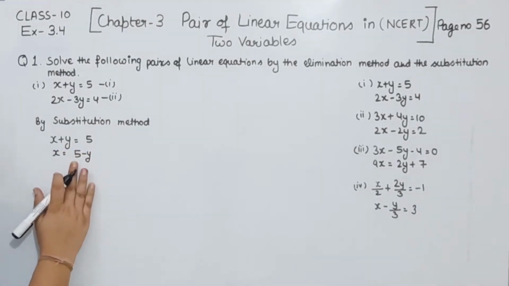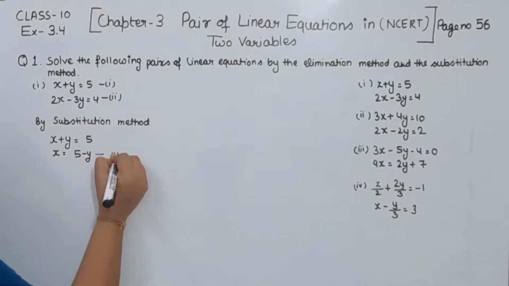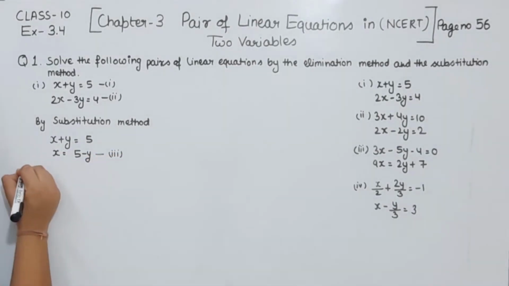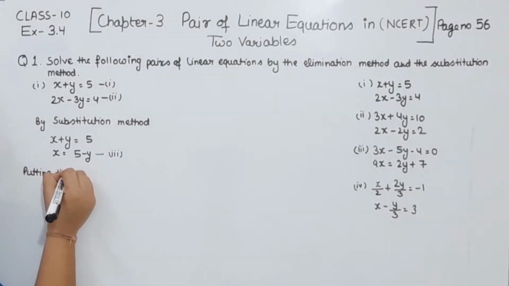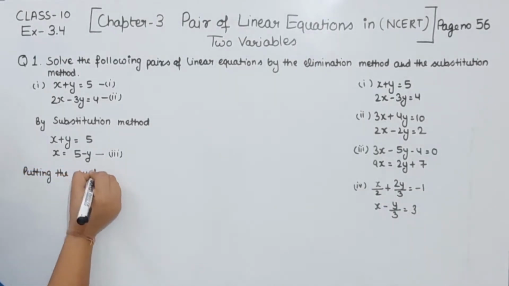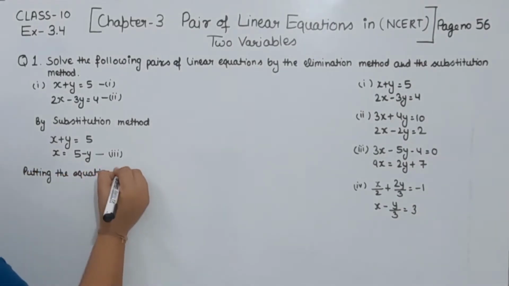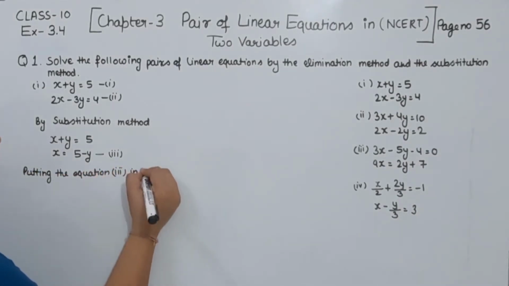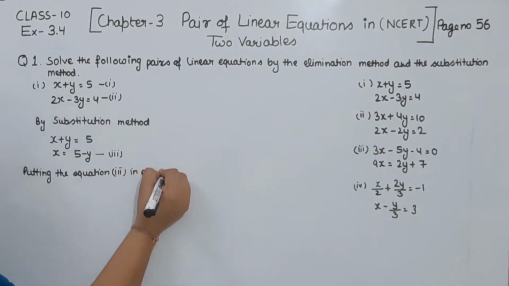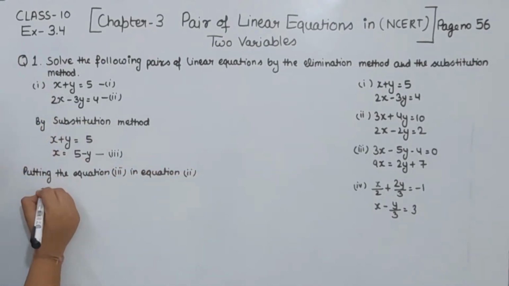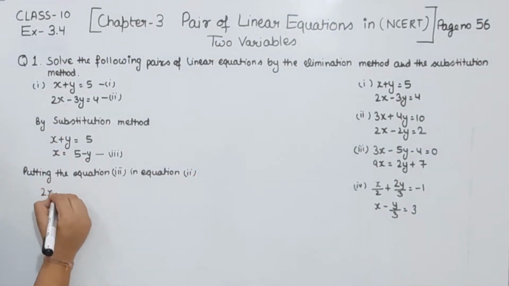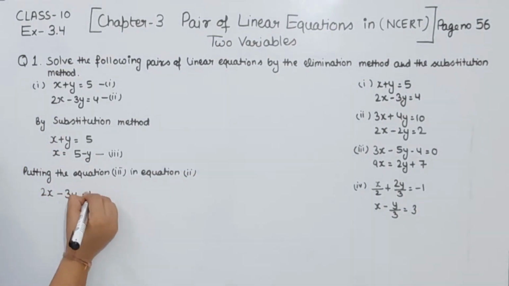So x is equal to 5 minus y. This one we are having is equation number 3. Now we are going to put this one in equation number 2. We are going to write here, putting equation 3 in equation 2. So in equation number 2 we are having 2x minus 3y is equal to 4.